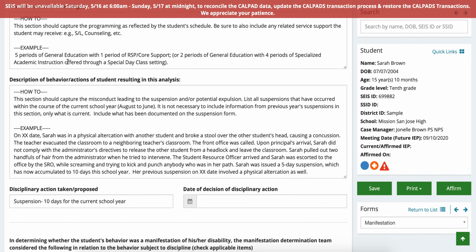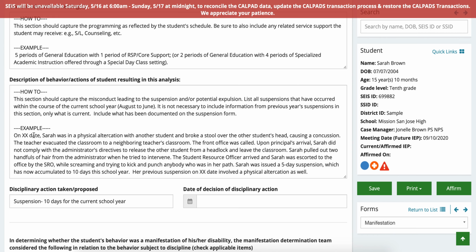The second box is the description of behavior or actions of the student resulting in this analysis. You're going to want to capture the misconduct that's leading to the suspension and or potential expulsion. You're going to list all of the suspensions that have occurred within the course of the current school year. Don't go back any further than this school year. It's not necessary for anything previous, nothing that happened in junior high if we're just talking about high school and what happened during this one school year.